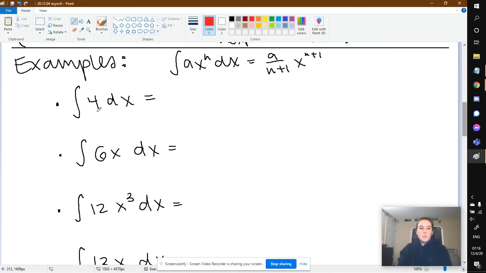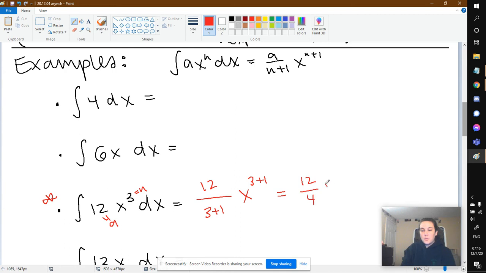All right, so what's the integral of, let's start down here actually. What's the integral of 12x cubed dx? We say 12 is our a, 3 is our n. So our final thing will be 12 divided by 3 plus 1 times x to the power of 3 plus 1, which means 12 fourths times x to the fourth, which is 3x to the fourth. Bada bing, right?